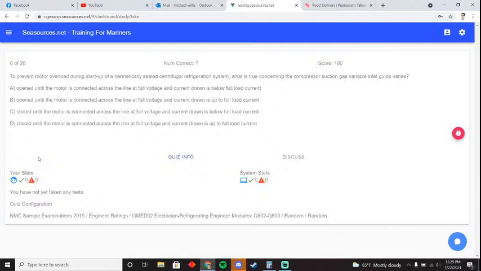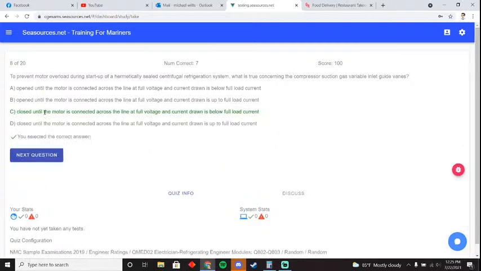Kind of. To prevent motor overloading during startup of a hermetically sealed centrifugal refrigeration system, what is true concerning the compressor's suction valves? Suction gas variable inlet guide vanes. The answer is C. Closed until the motor is connected across the line at full voltage and current drawn is below full load current.